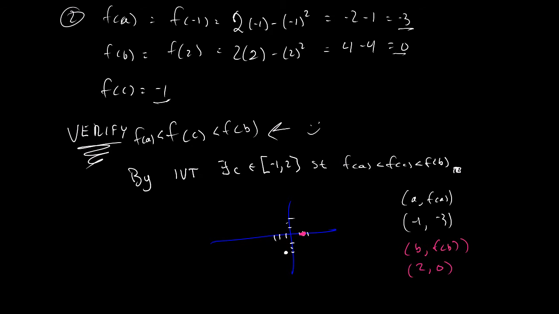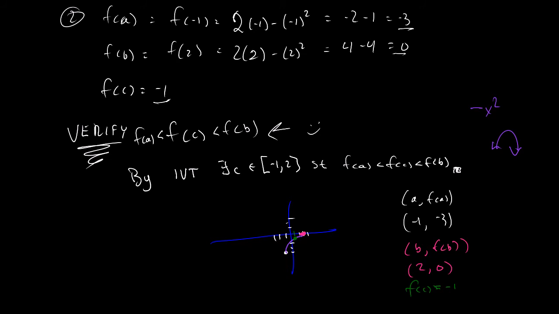I have to draw my function. I know that it's a negative x squared, so I'm going to be down. So I have a downwards parabola. And I know that my function value, f of c, is equal to -1. So I find -1, I find my function value, and there I go.